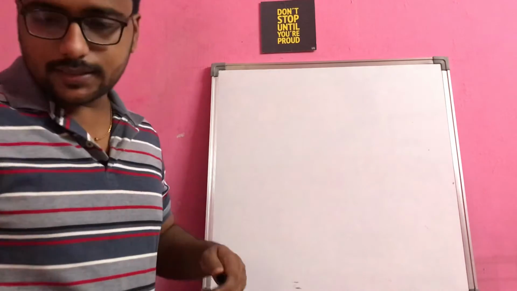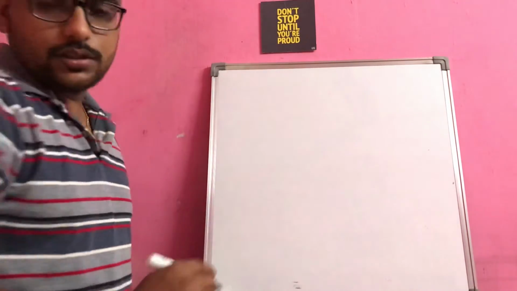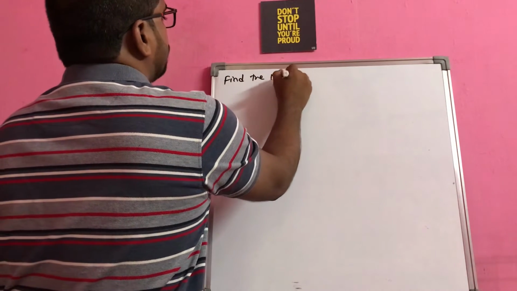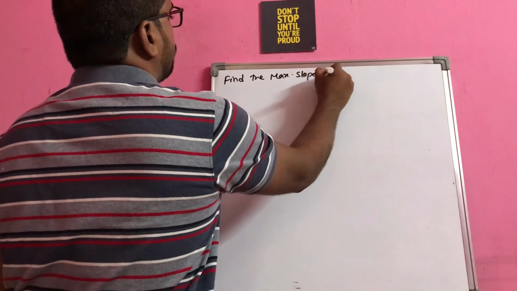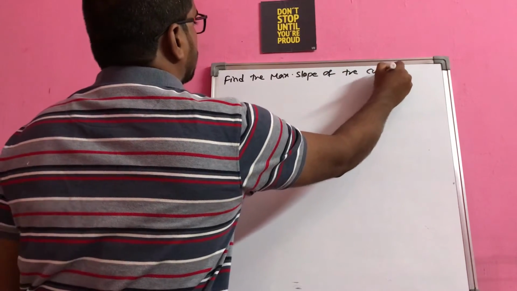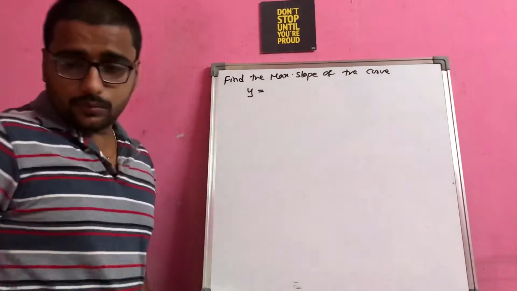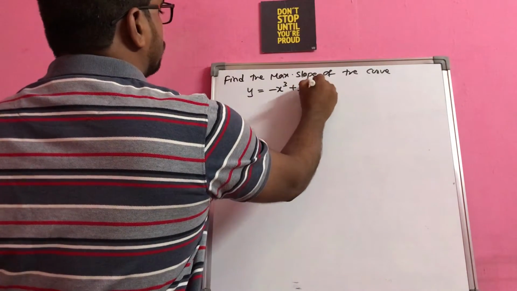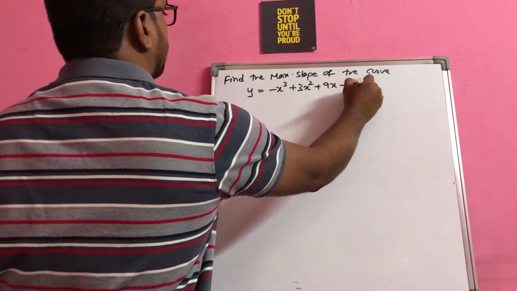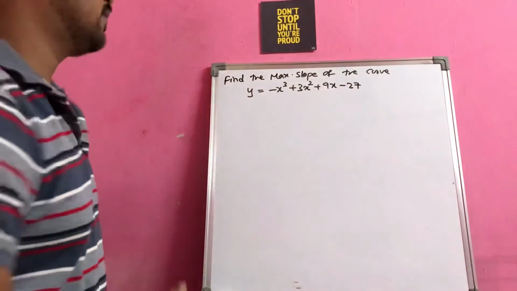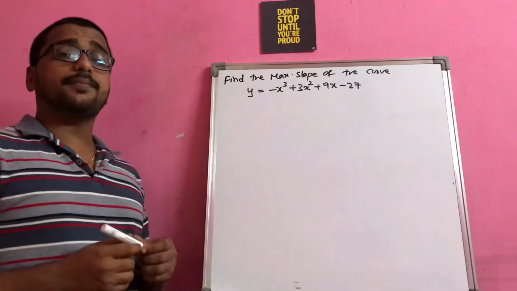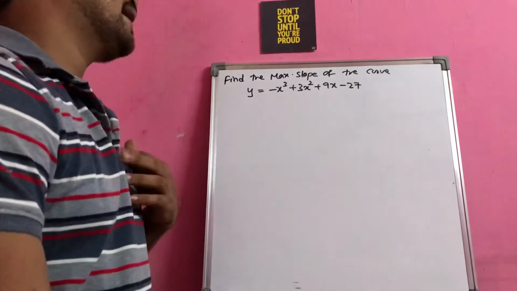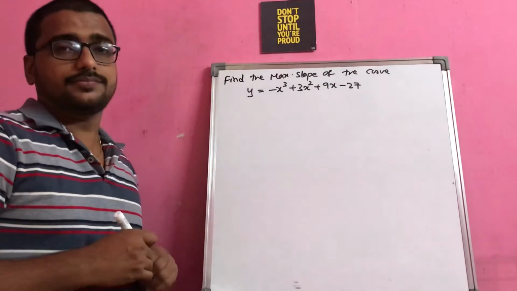Now let us take one more question. You see this one: find the maximum slope of the curve y is equal to minus x cube plus 3x square plus 9x minus 27. Observe this question. This is a very important model. Please listen very carefully. Find the maximum slope of the curve.